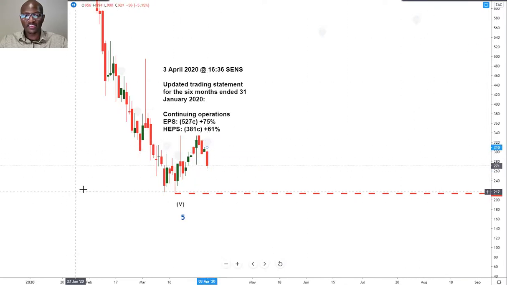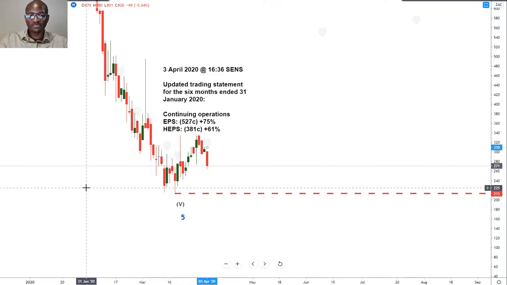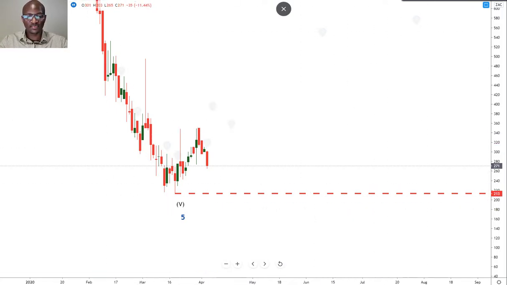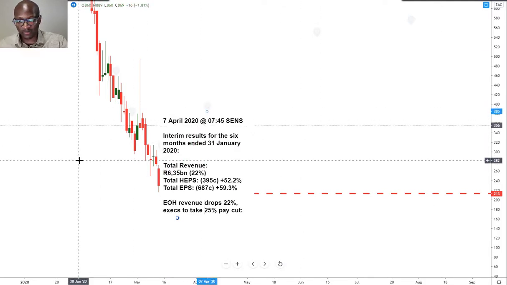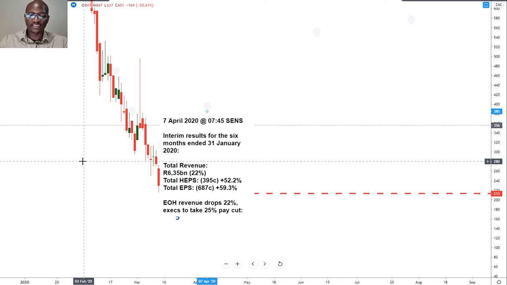And then here, updated statement, just further update, also showing improvement. And the actual results, interim results for the 6 months ending 31 January 2020. Revenues are still down. We still have losses in terms of headline losses and loss per share, but the losses are reducing, getting smaller, which is an improvement. And with COVID kicking in, there was an article that day, EOH revenue dropped 22%, executives to take 25% pay cut.